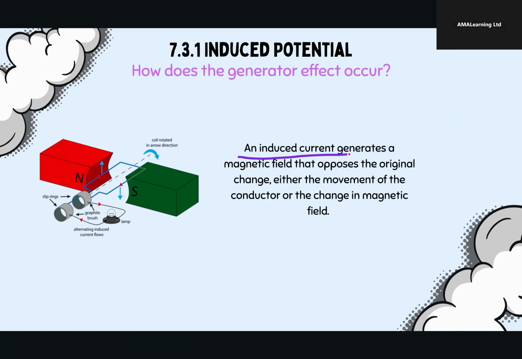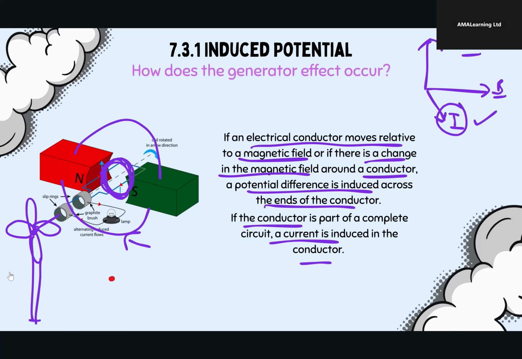So an induced current generates a magnetic field that opposes the original change, either the movement of the conductor or the change in magnetic field. So that's just, I've explained that in my own words. I know that with a lot of PowerPoints, a lot of the stuff that you may have covered in school, it really covers this topic in a really complicated way. When in reality, it's a difficult topic, don't get me wrong, but if you understand the principle, you only have to actually understand the first two or three slides, and everything else fits in with that same thing.